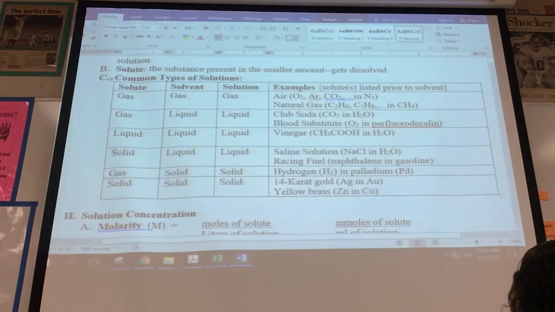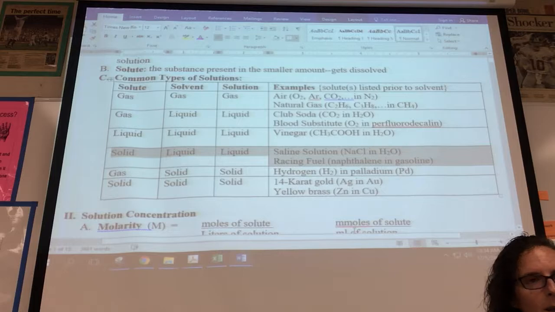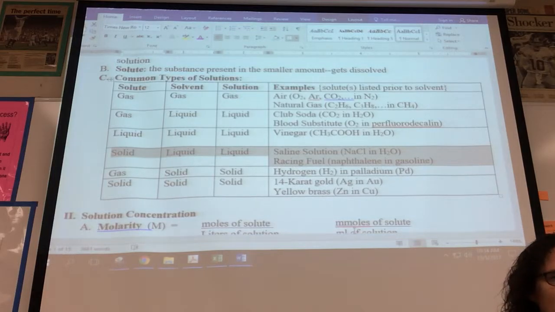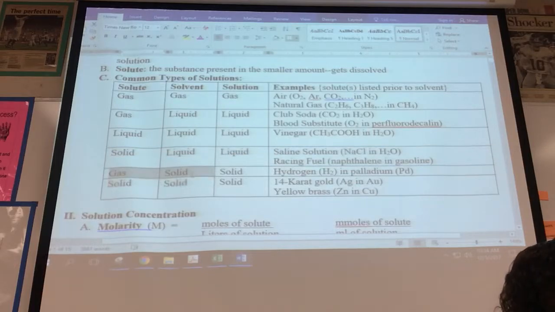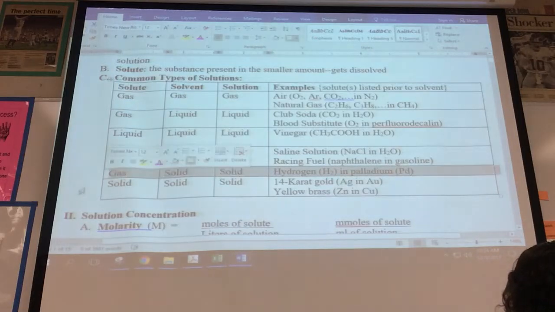Solids dissolved in liquids is the most common type of solution that you tend to think about. When I make up most of your solutions, I go get some solid powder and I dissolve it in water, making an aqueous solution. But it's not the only type of solution you can make. You can have gases dissolved in solids. This is used to light stoves, with hydrogen and palladium. That's actually not that common.